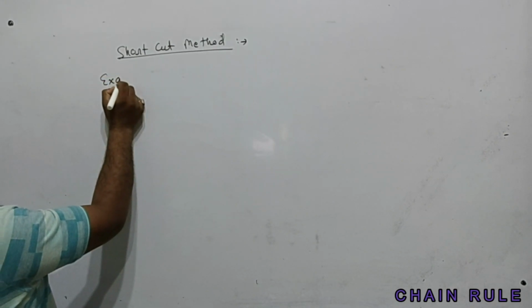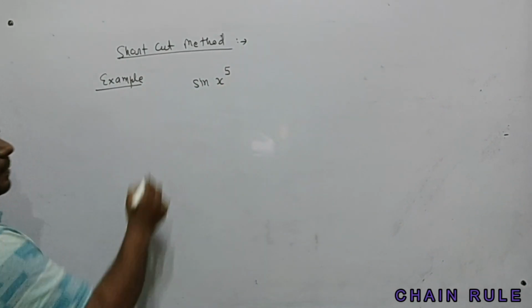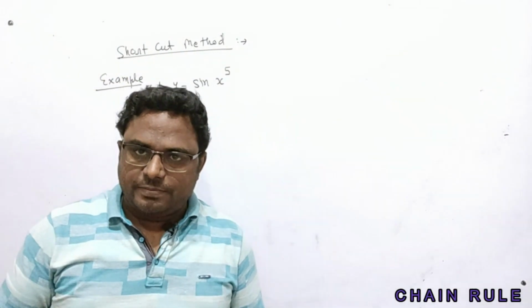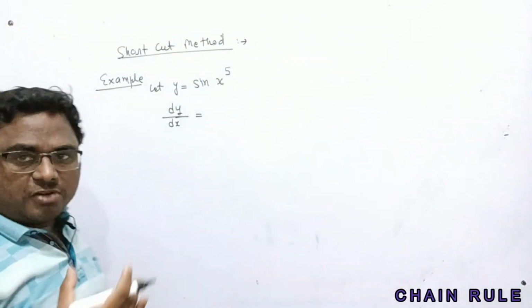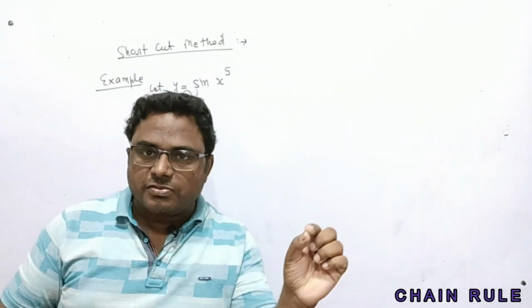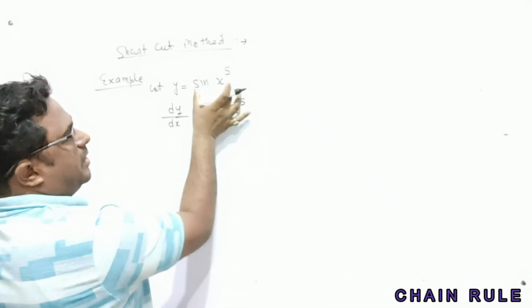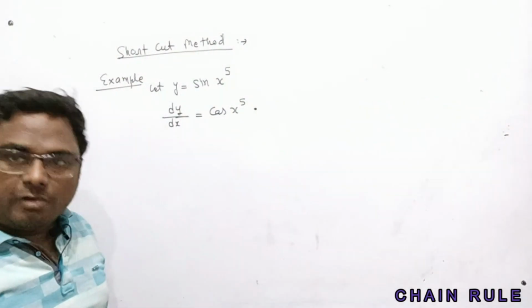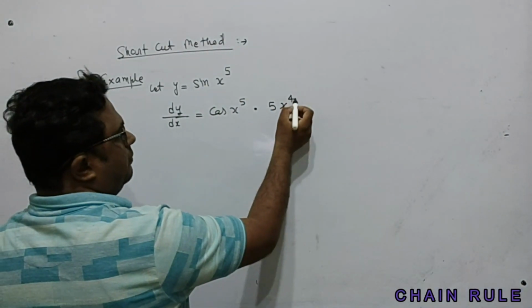Suppose I give you sine x power 5. So here the main function is sine and the secondary function is x power 5. When I do the differentiation, first of all I will do the derivative of the sine function, and the derivative of the sine function is the cos function. Always remember that. So the derivative of sine this will become cos this. Sine x power 5, its derivative became cos x power 5. And then do the derivative of the secondary function. The secondary function is x power 5 here, so its derivative will be 5x power 4.